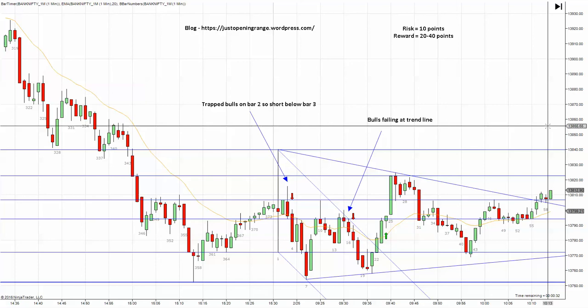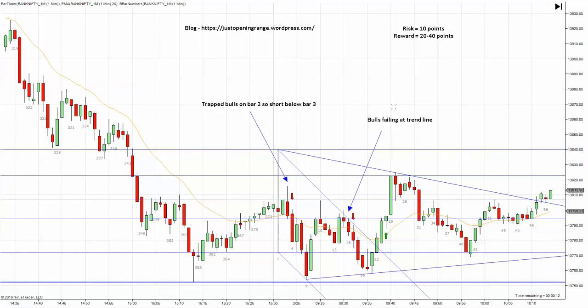Hi, welcome everyone. Let's go through NIFTY Futures candlestick chart analysis using bar by bar reading of the chart. I'm using 1 minute chart and this is 25th of February 2016. The price opened within yesterday's range. This is the bar one of the day, right?